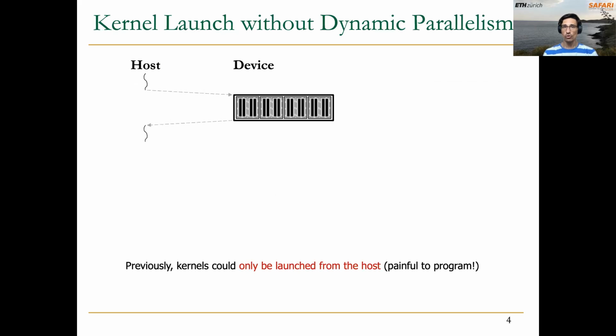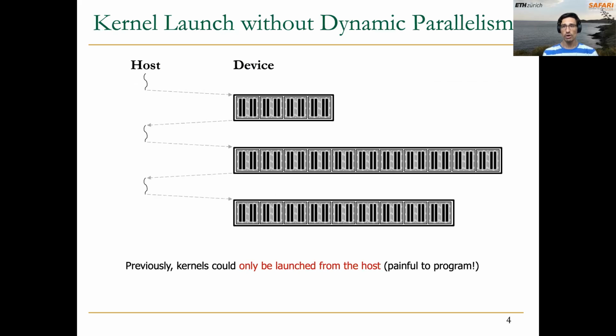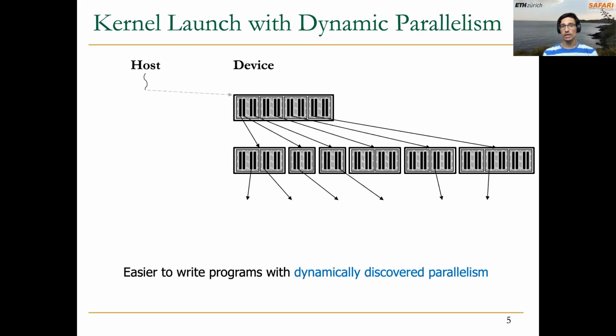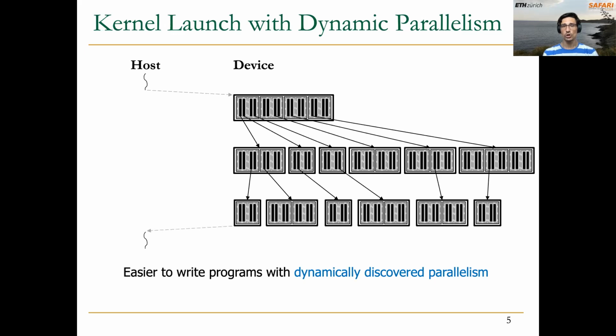Remember that when you write a program without using dynamic parallelism, it's the responsibility of the programmer to figure out what should be the execution configuration every time that the host launches the kernel for execution on the device. And this may be painful to program. With dynamic parallelism, it's easier to take advantage of dynamically discovered parallelism because threads inside the GPU device are able to launch new kernels by themselves.